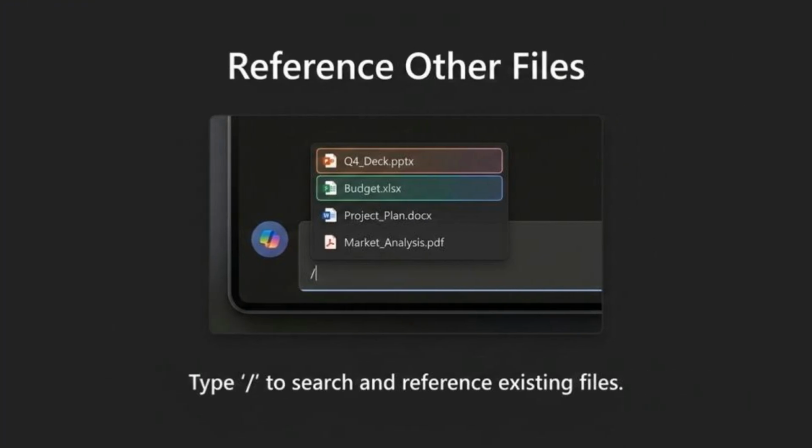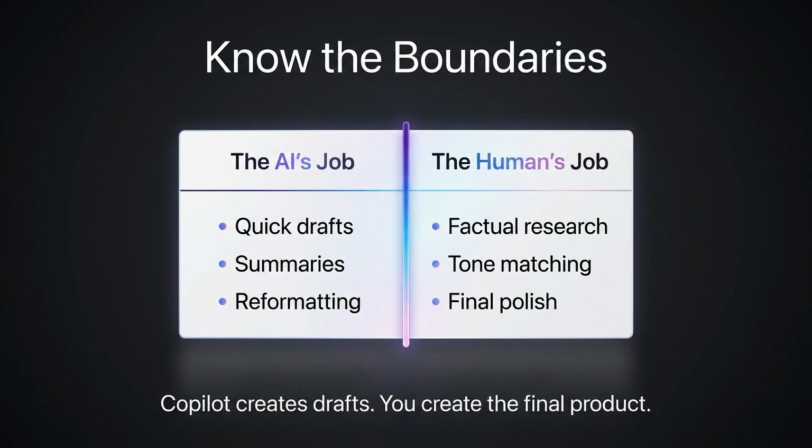You can even reference other files directly. By typing a / in the chat box, you can search for and link your Excel budgets, PowerPoint decks, or other documents to inform your new draft. It's important to know the boundaries. Copilot excels at drafting and summarizing, but the human remains responsible for factual research, tone refinement, and the final polish of your document.